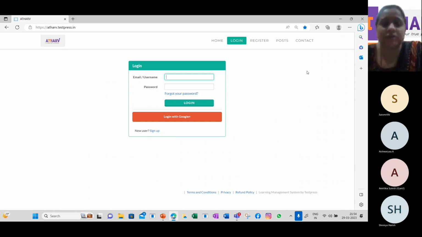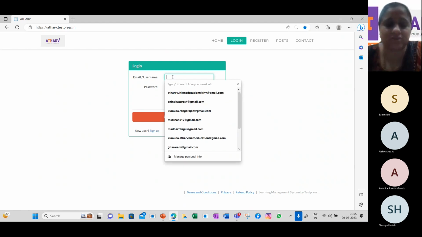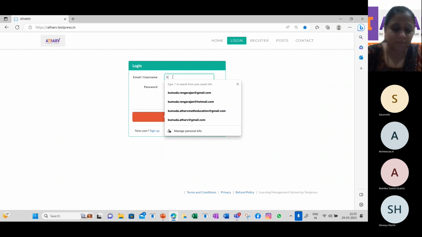Okay, so when you type atharv.testpress.in, it'll bring you to a page like this, the login page. This is where you will be taking your online exams. So you need to type that URL in the browser, and that will bring you to this page. And here I'll share your credentials. I'll give you your username and password. So I'm just typing mine here.